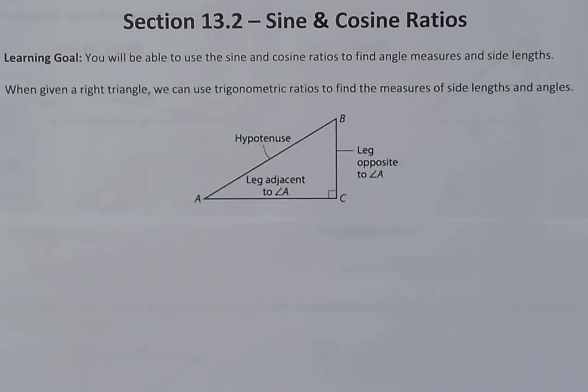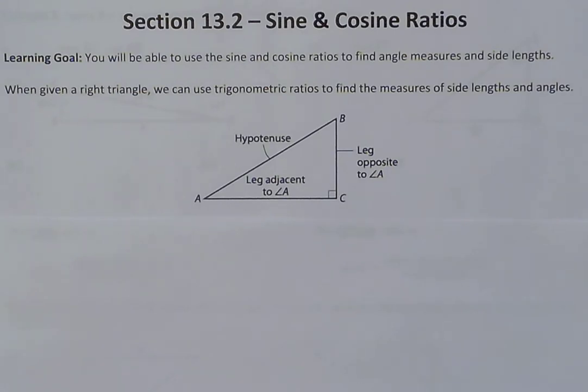This bit of information here is the same thing you saw in 13.1, where it talked about how we can use trig ratios to find side length and angles. And we talked about how to identify the hypotenuse, the side that's opposite of angle A, and the side that's adjacent to angle A, and then how that switches for angle B as well.